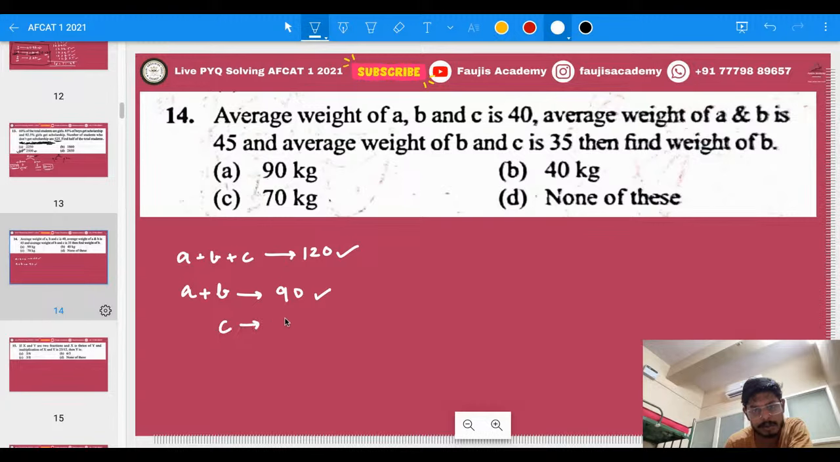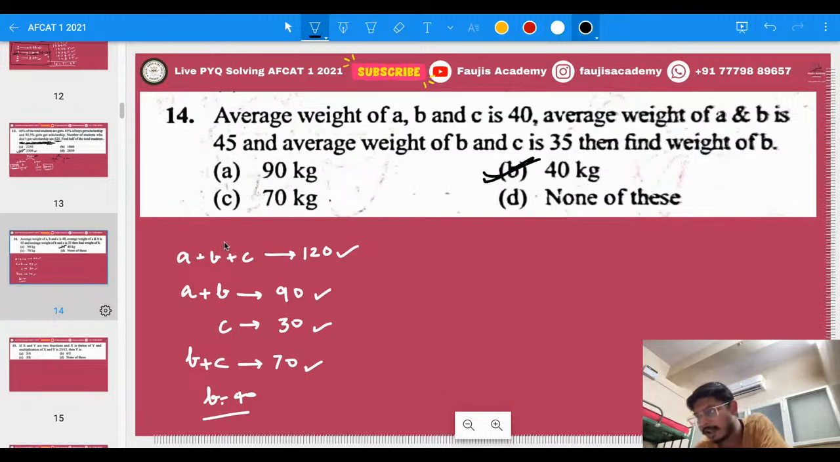So C, do we know? Is it 30? Right? And they are saying average weight of B and C is 35. That means total weight of B and C is how much? 70. If C is 30, B plus C is 70. How much is the value of B? B is 40. Right? Okay.